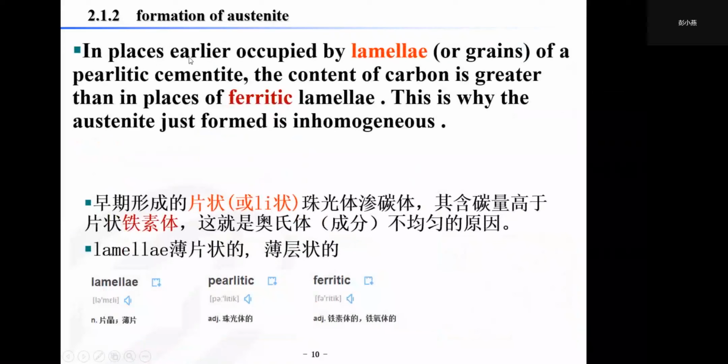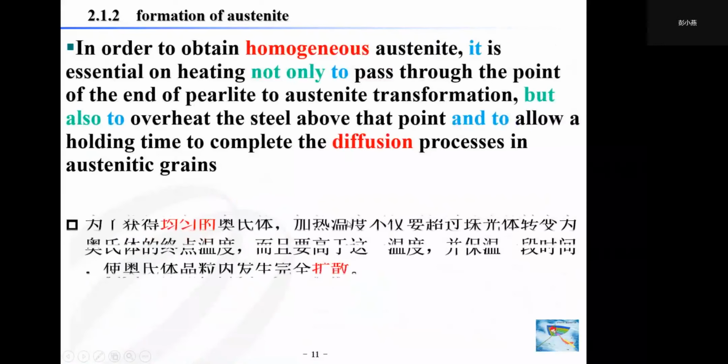And in places earlier occupied by lamellae of perlitic cementite, the content of carbon is greater than in places of ferritic lamellae, and this is why the austenite just formed is inhomogeneous.